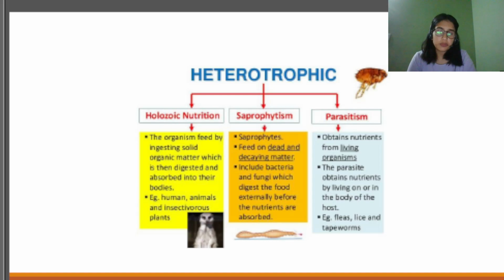And a good example for that is leeches and lice. Ticks are also there. They are sucking blood from the host, from the body where they are attached, and they are taking the benefit from what we were calling the host body, and they are not killing the host completely. They are just taking the benefits from it while keeping the host alive. So that is all about parasitism, and we have discussed all three types of heterotrophic mode of nutrition.